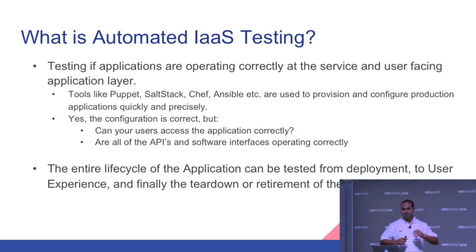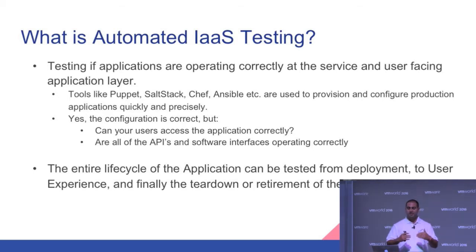We have these tools like Puppet and SaltStack, Chef, Ansible. They're all wonderful tools, and they're used to provision and configure production applications quickly and precisely. The problem that we have is that, yes, the configuration is correct. However, can your users access the application correctly? Also, are all the APIs and software interfaces operating correctly, right?